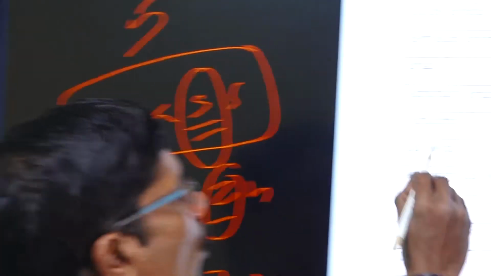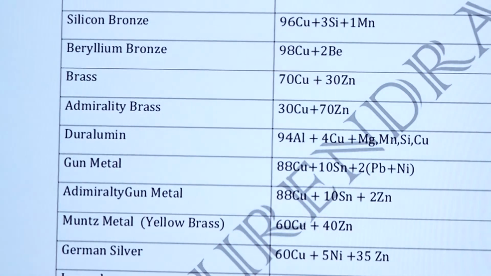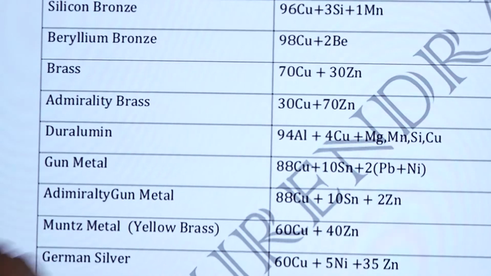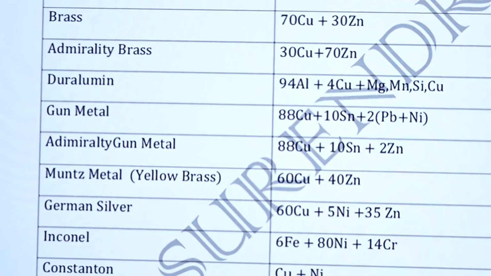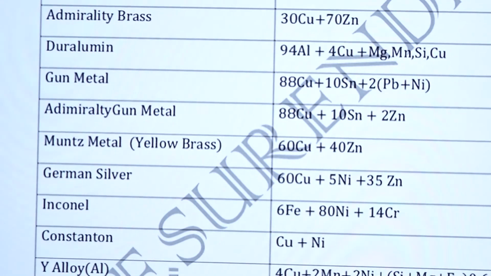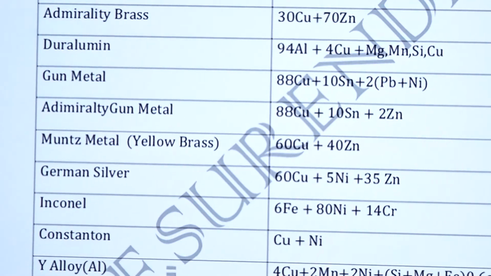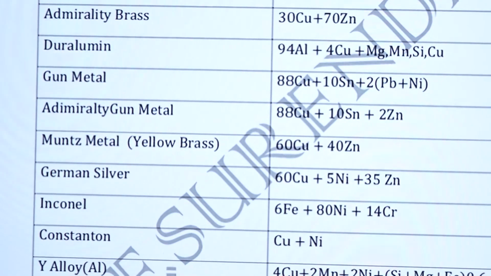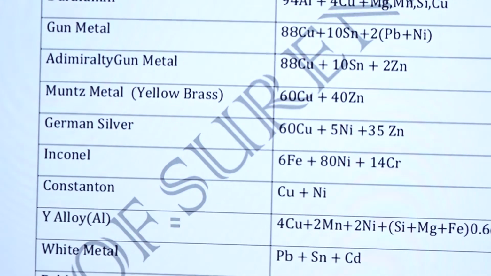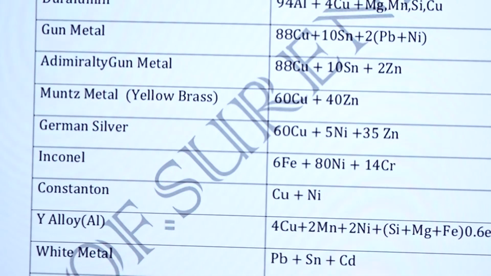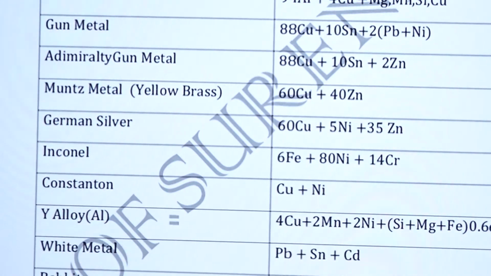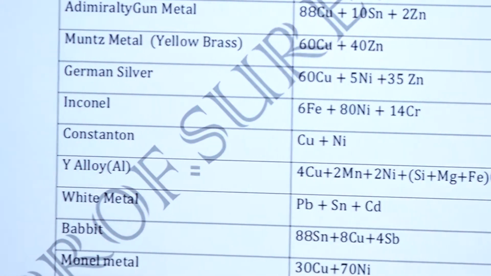Okay, next duralumin. Duralumin is 94% aluminum and 4% copper, remaining magnesium, manganese, silicon. Next gunmetal. Gunmetal is 88, 10, 2. Here 2 is lead and nickel, 10 is tin. Admiralty gunmetal, 88% copper, 10% tin and 2% zinc. Muntz metal, 60% copper and 40% zinc. In German silver, there is no silver, only copper, nickel, zinc. Copper is 60, zinc is 35 and nickel will be 5.